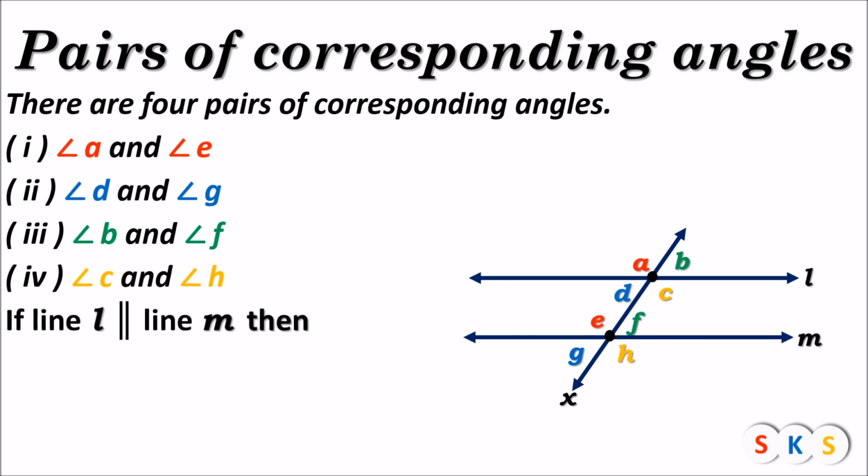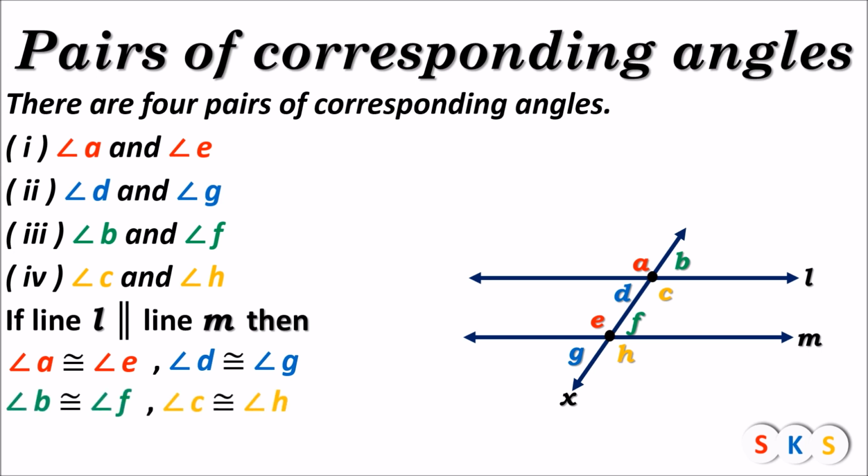And if line L and M are parallel, then corresponding angles formed in this figure will be congruent. So angle A is congruent to angle E, angle D congruent to angle G, angle B congruent to angle F, and angle C congruent to angle H. So you can see that all four pairs of corresponding angles are congruent. Why? Since line L and line M are parallel.